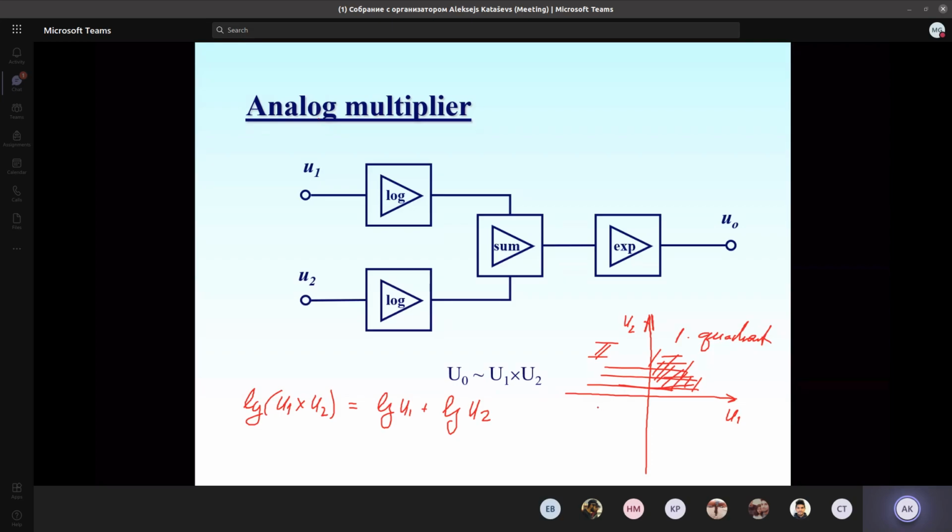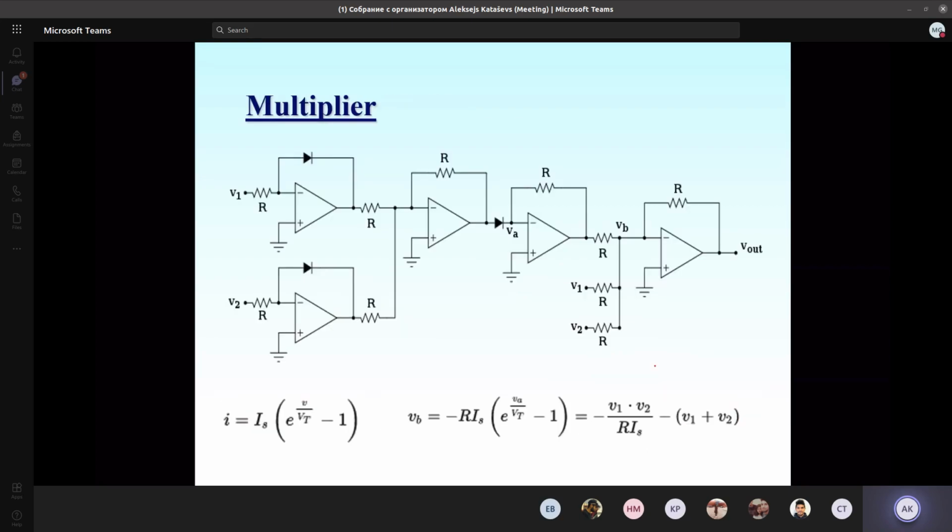And finally, the most all-purpose and, let's say, most advanced is a four-quadrant multiplier, which could be used in any of these four quadrants. And the signals may be both positive and negative. Well, some comments on how to get such a type of multiplier.